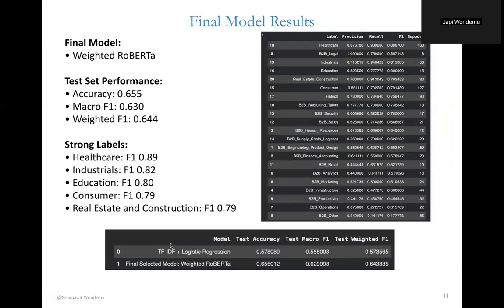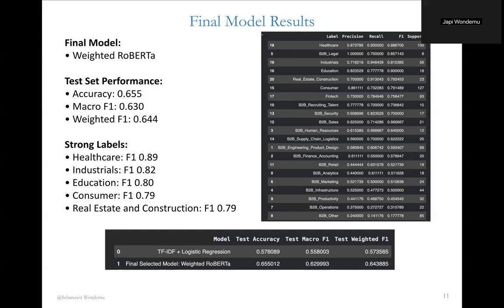Once I had looked at the validation dataset results, I chose RoBERTa as my final model. I then calculated the performance metrics for RoBERTa and the TF-IDF logistic regression using the test dataset. And clearly, again, we could see that even with the test dataset, the weighted RoBERTa model outperforms the traditional TF-IDF logistic regression model.